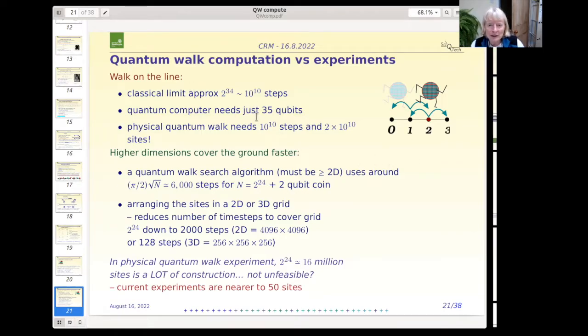If you have good coherence and you have 40 qubits, you could do a bigger quantum walk than you can do in your classical computers. But if you wanted to build it as a physical walk, that's a huge undertaking.